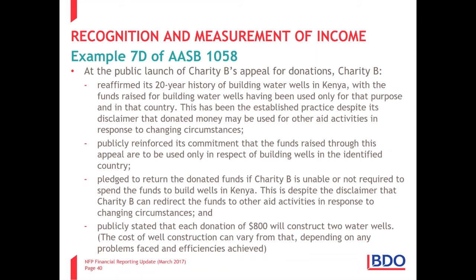In the last part of the example, they say, all right, we've received the donations and we've said to the donors we're going to use it to build water wells, but we've also gone further. We've said to them how many water wells we're going to build. We've told them what it's going to cost us. Very specific what we're going to do with the money.